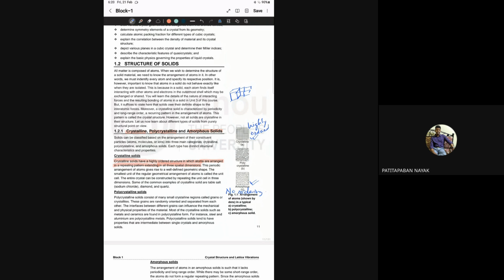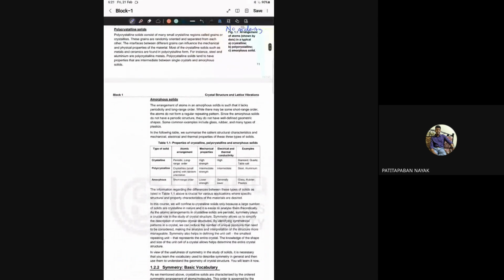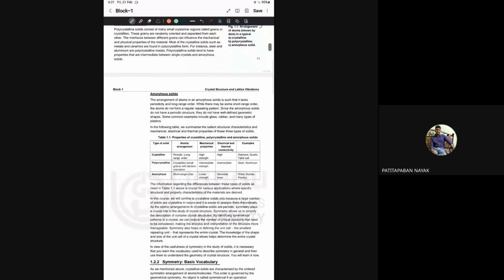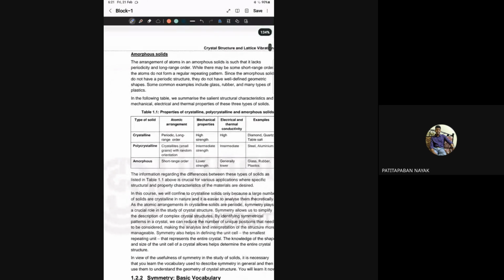But if we are looking for perfect crystals, then those are a little bit expensive. That we will come to know later on. A few of the properties we'll try to concentrate on in this table. So these are the three types of materials: crystalline, polycrystalline, and amorphous. And the properties we'll be talking about start with atomic arrangement.